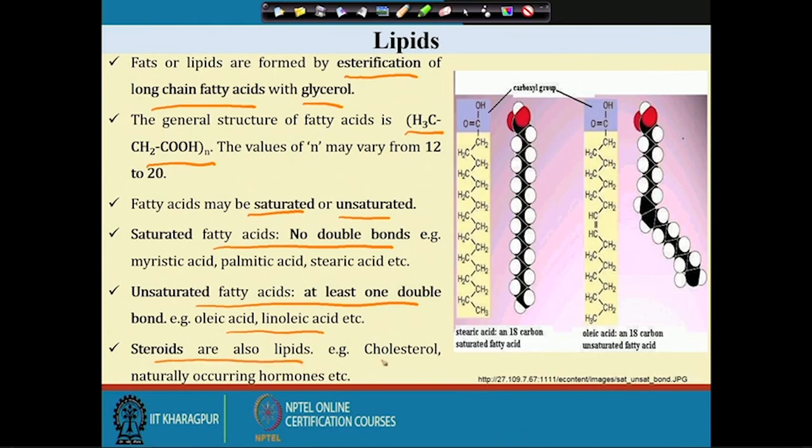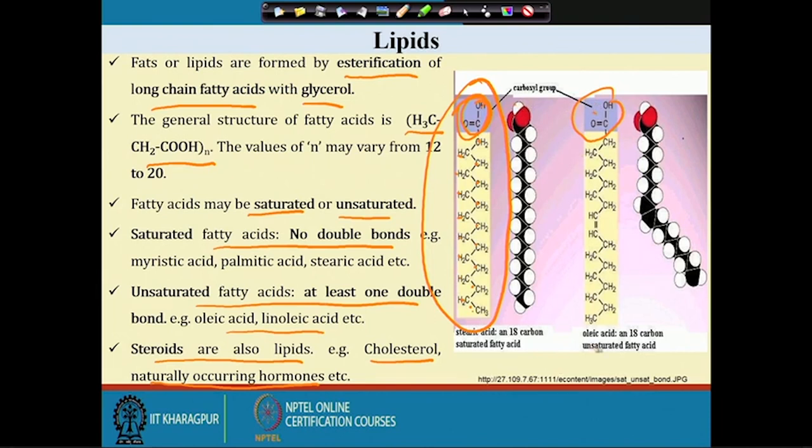The steroids are also lipids, examples of which are cholesterol and naturally occurring hormones. Now, it looks like this. I told you about these hydrocarbon molecules, we can increase the chain. This carbon 1, 2, 3, 4, 5, 6, 7, 8, 9, 10, 13, 14, 15, 16, 17. So, 17 carbons and then CO, and this is the ester bonding that we have. This is the carboxylic acid group, this is the fatty acid, and this is also a fatty acid, and with the help of this alcohol, they form the esters.